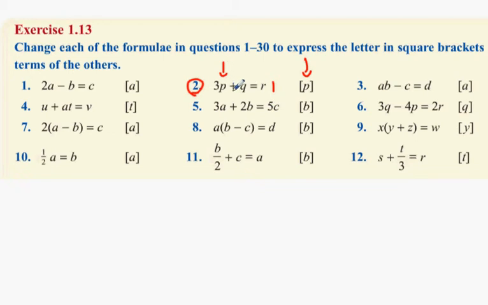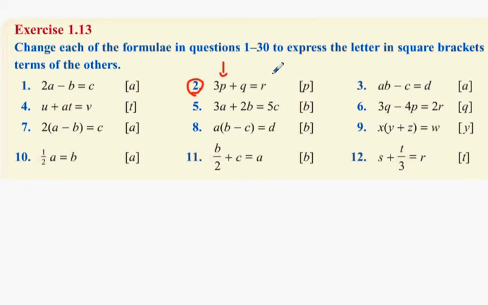Second thing is, is it attached to anything? The p is getting multiplied by 3. Would you agree with that? Therefore, the 3 is the last thing to leave the p. Is that alright? So here's what happens. Once you accept that anything that's directly attached to the letter you're looking for is the last thing to leave it, then it comes really easy.